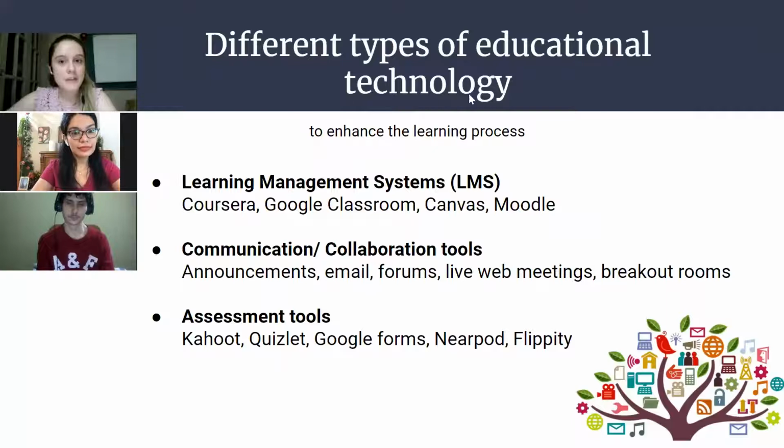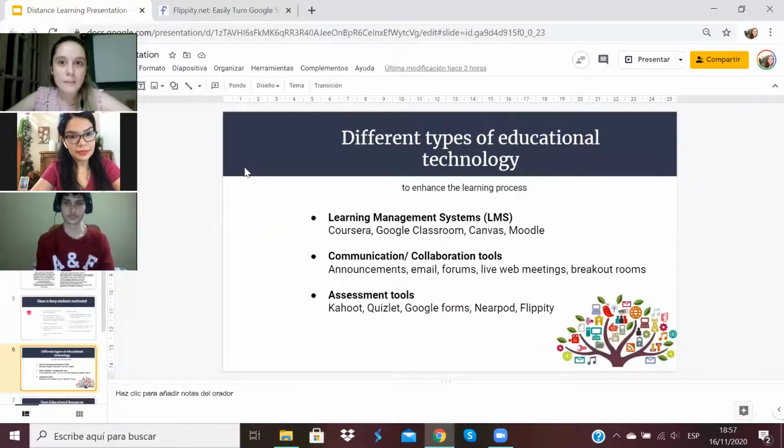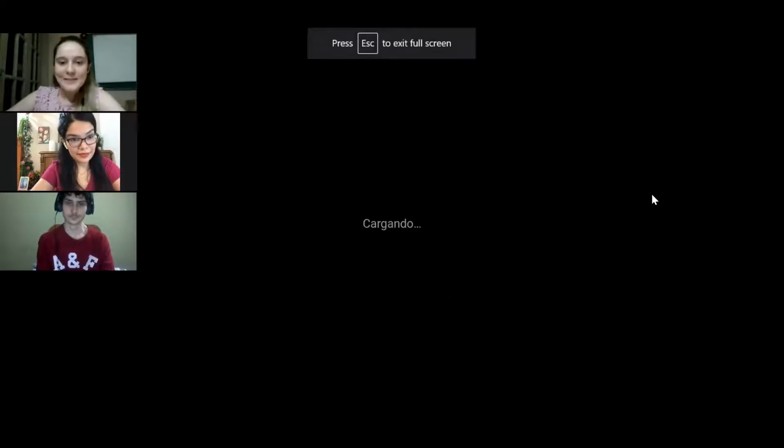And here we have some different types of educational technology. For example, we have the learning management systems like Coursera, Google Classroom, Canvas, Moodle, communication and collaboration tools like announcements, email, forum, and breakout rooms. And Zoom has this option. And also assessment tools like Kahoot, Quizlet, Google Forms, Nearpod, or Flippity. This is a really interesting site to create games for children, for example. Here you can create memory games that they really loved, or bingo, or whatever you want.